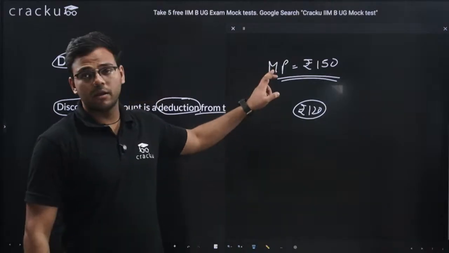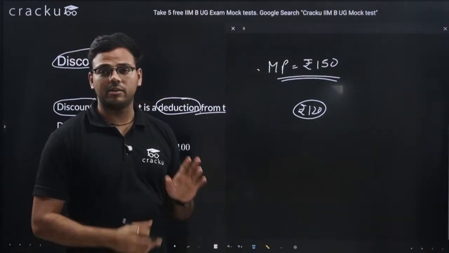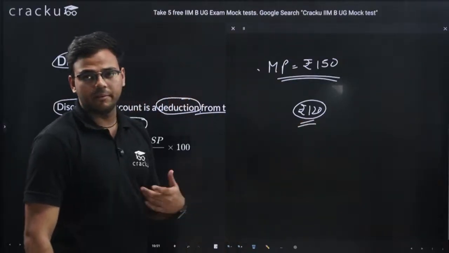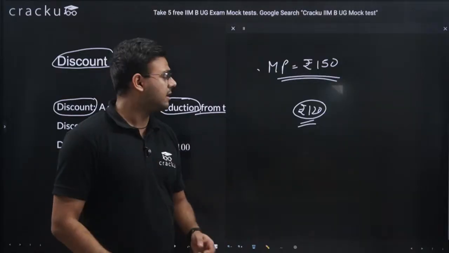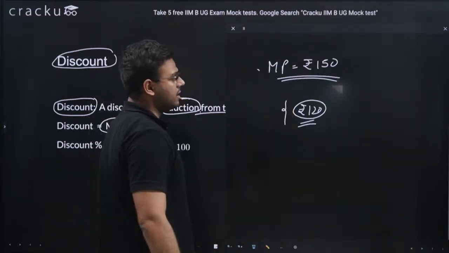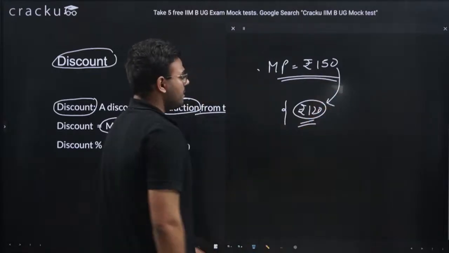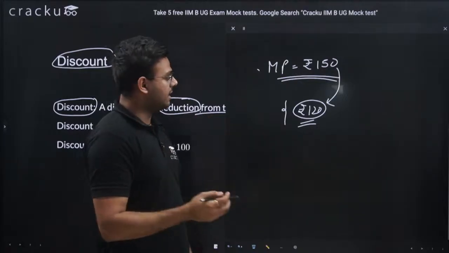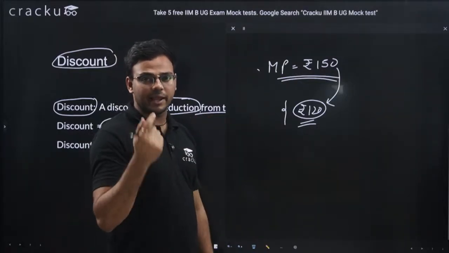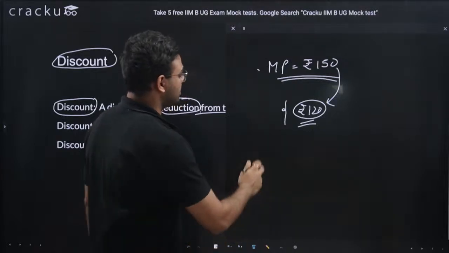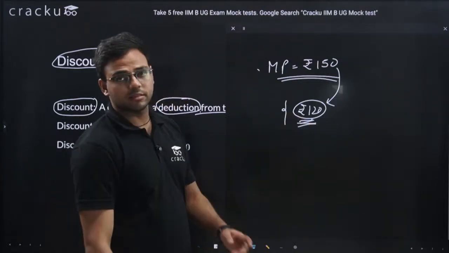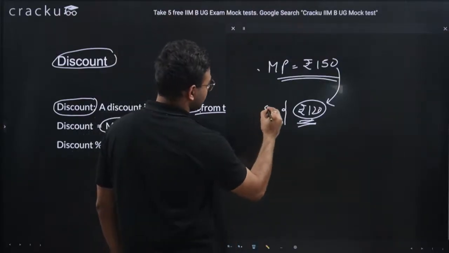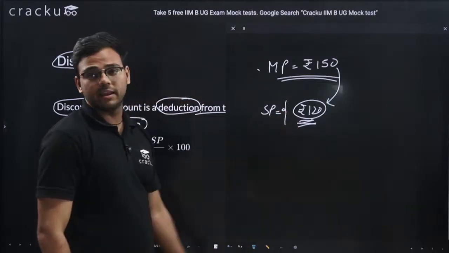The label says that it is rupees 150, and I am giving it to you at rupees 120. Let's say you are a loyal customer here. You have to pay me rupees 120. Whatever price a customer pays for an item is basically the selling price. So this 120, the price paid by the customer, will become the selling price.